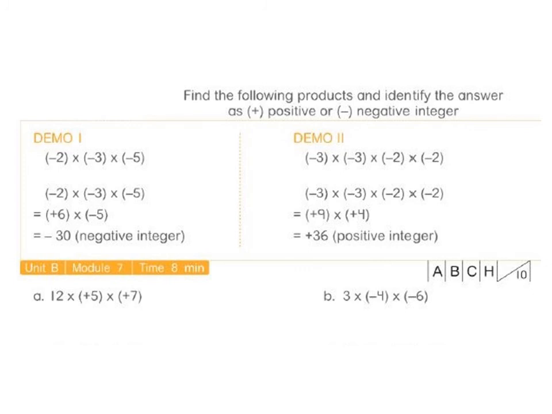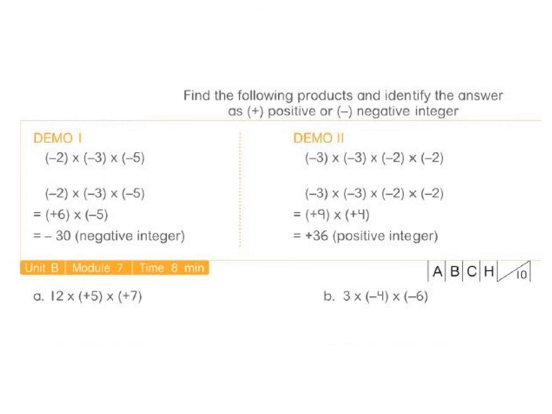In the second demo, minus 3 into minus 3 will give you plus 9. Minus 2 into minus 2 gives you plus 4. And 9 into 4 gives you 36, which is a positive integer. In the same way, pause the video for 4 minutes. Try out the problems given below. Don't take more than 4 minutes.